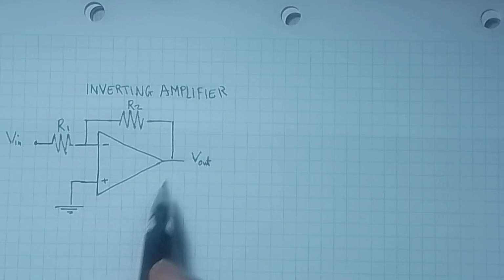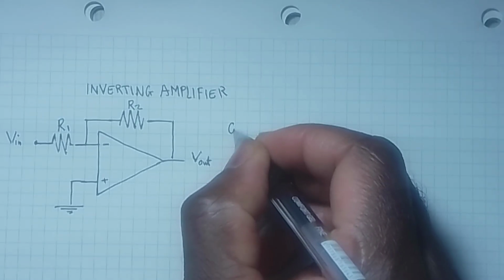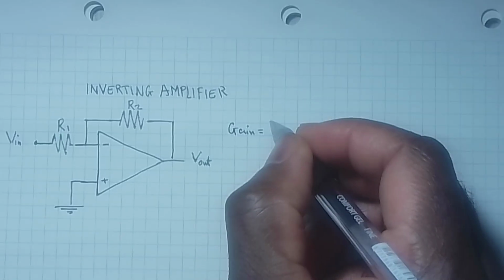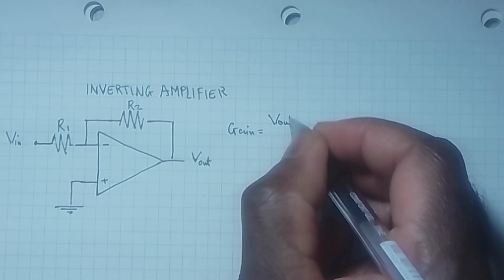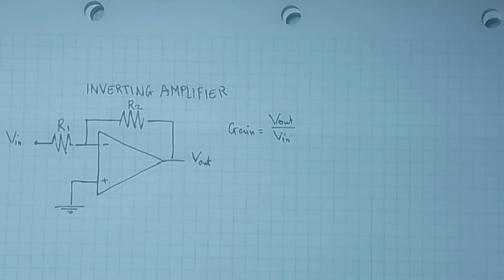So we will be solving for the gain of this circuit of negative feedback.